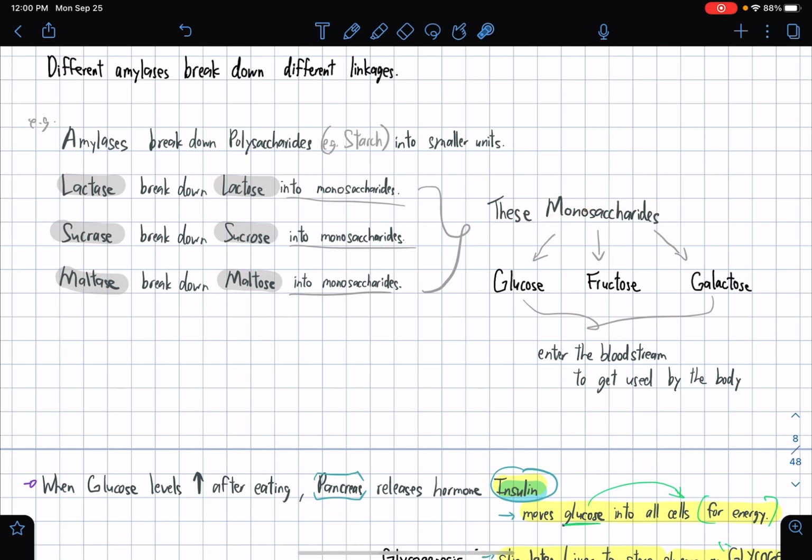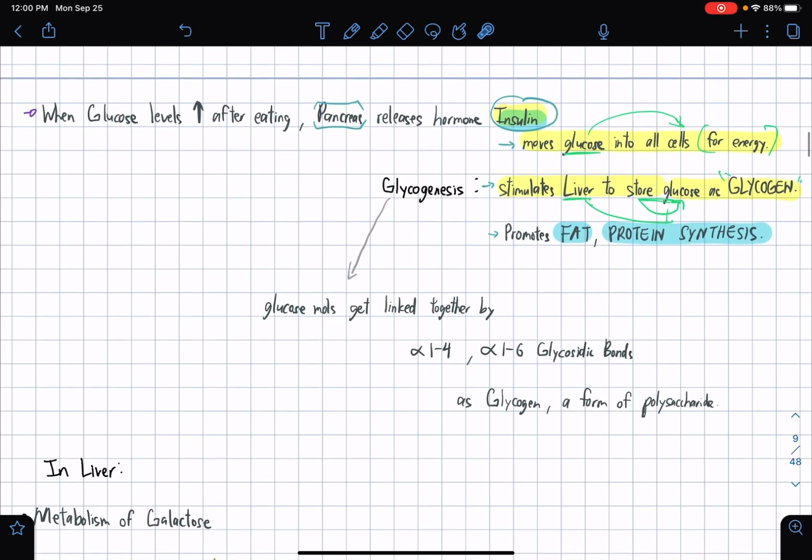These monosaccharides, glucose, fructose, and galactose, enter the bloodstream to get used by the body in many ways. So when glucose levels increase after eating, the pancreas releases the hormone insulin, which moves the glucose into all cells for energy. Glycogenesis, the creation of glycogen, stimulates the liver to store glucose as glycogen. It promotes fat and protein synthesis. And glucose molecules get linked together by alpha 1 to 4 and alpha 1 to 6 glycosidic bonds as glycogen, a form of polysaccharide.